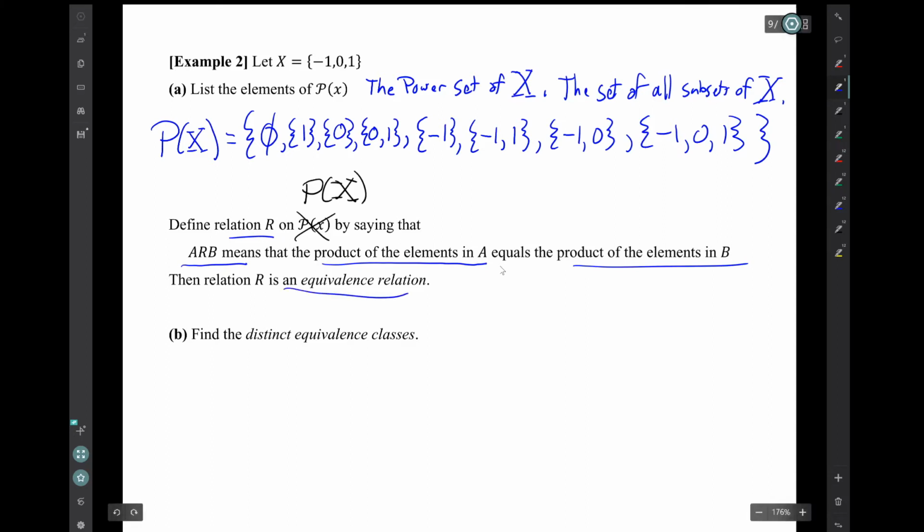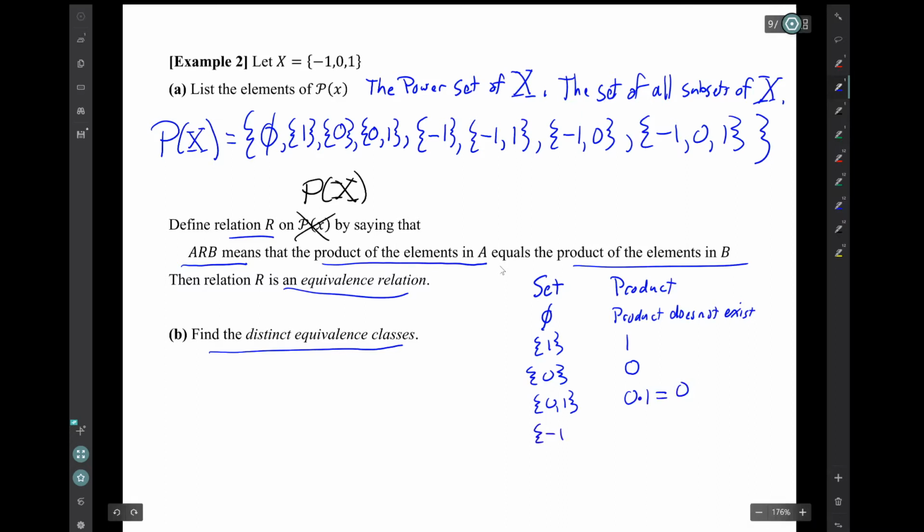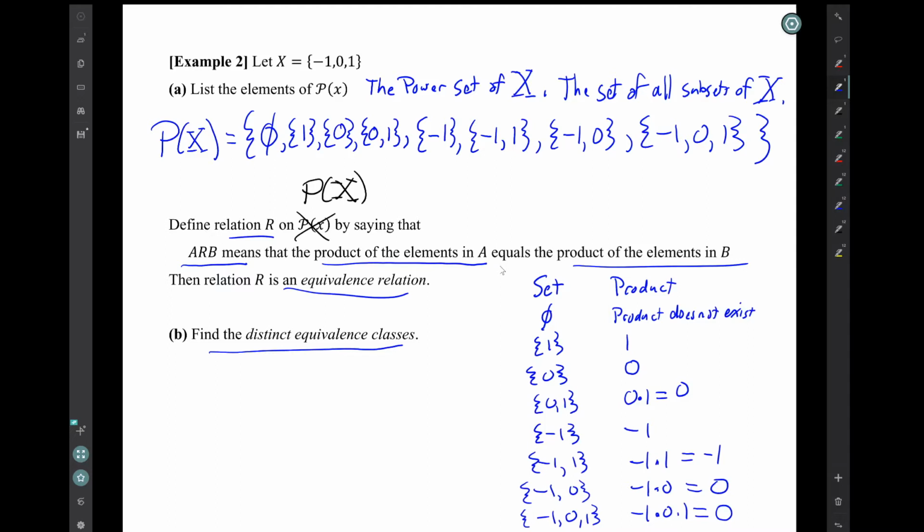So question B is, find the distinct equivalence classes. So how do we figure out those equivalence classes? Well, let's make a list of these sets and find out what the products of the elements in these sets are. So there's a list of all the sets and what the products are for those sets.